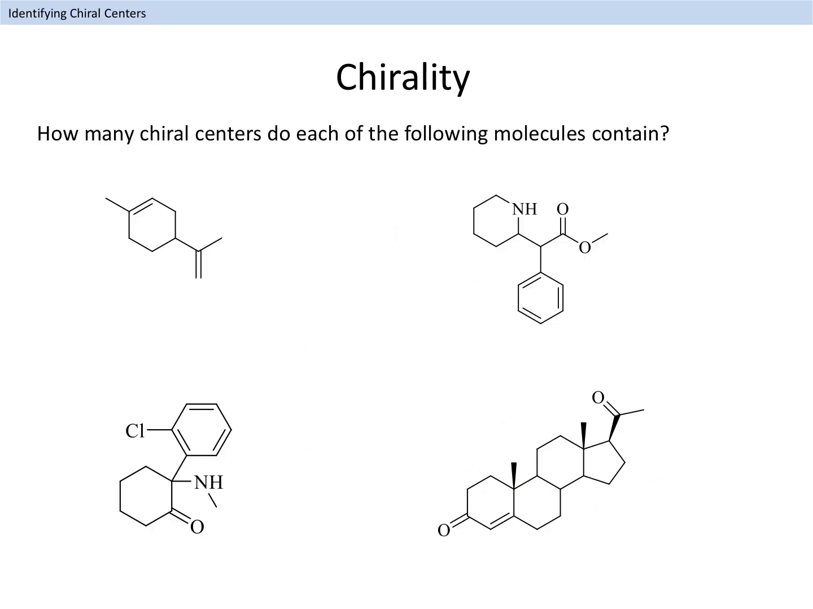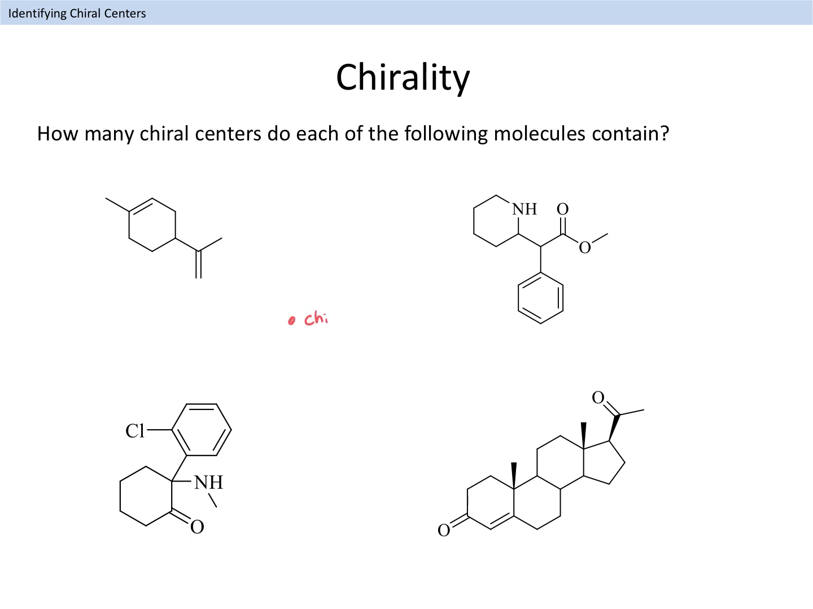Now, let's put our understanding of chiral centers into practice. On this slide, we have 4 different molecules. Your task is to identify how many chiral centers each molecule contains. Please pause the video now and take a few minutes to analyze each molecule. Look for carbon atoms that are bonded to 4 distinct groups, as these are your chiral centers. Once you've finished, unpause the video and we will discuss the solutions together.